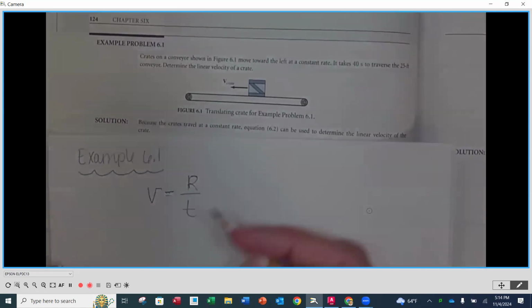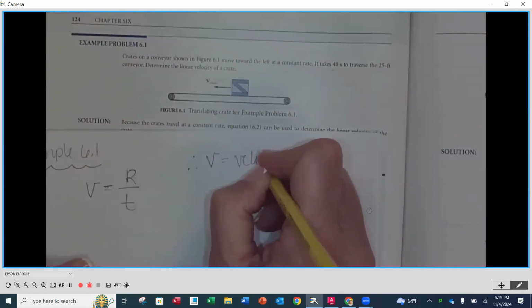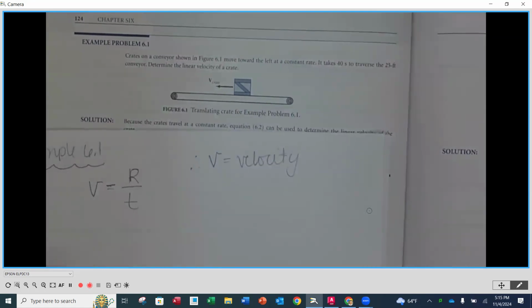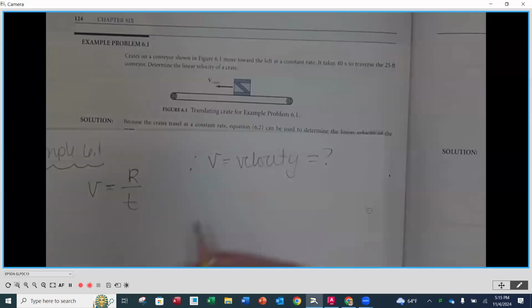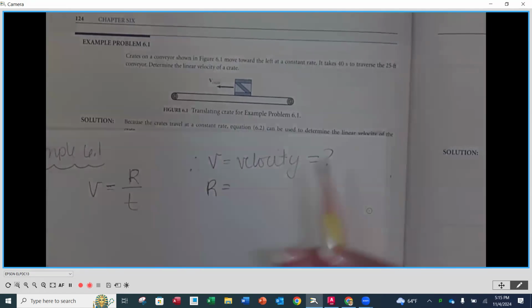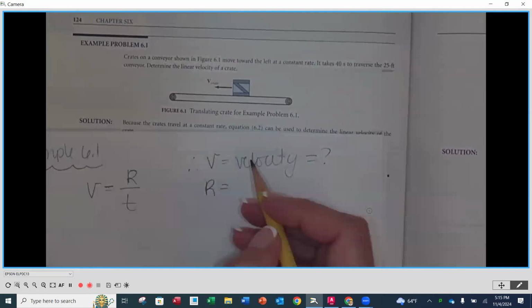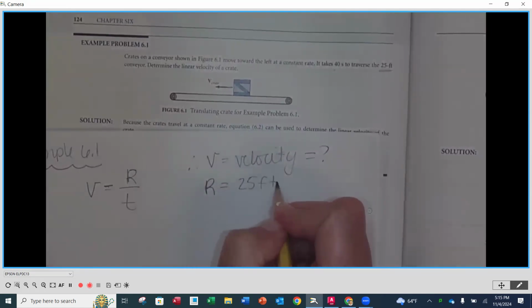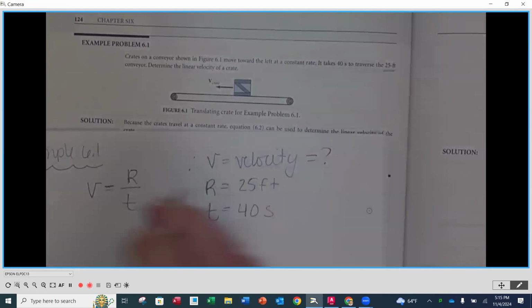In this case, V is going to be equal to velocity, and that's the quantity we're going to solve for. R, in this case, is distance. You'll notice that they give us a distance of 25 feet, so R is going to be 25 feet. And then T is the time it takes to cover 25 feet, and that's going to be 40 seconds.